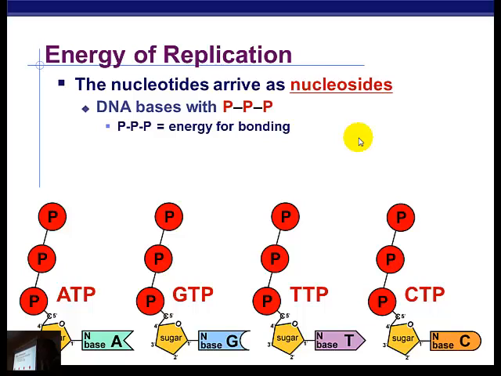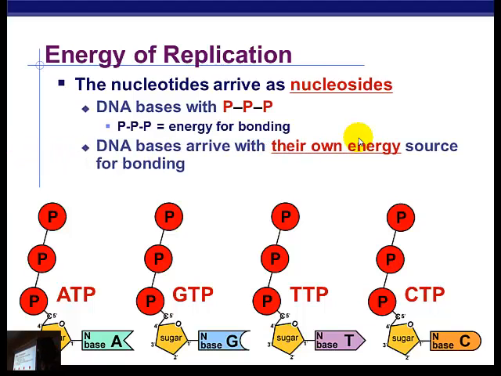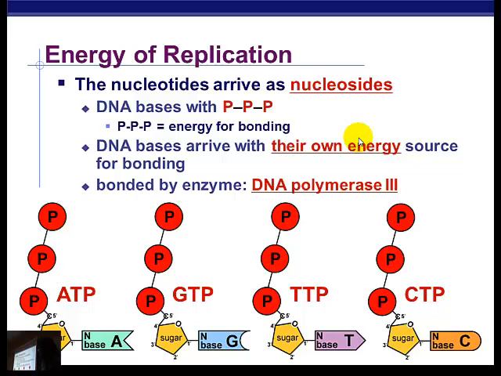Is the replication done then? Nope. You have to understand how it happens first. They arrive with their own energy, and they're bonded by DNA polymerase 3. So we're back to DNA polymerase 3. What is his job? Add new nitrogen bases. You don't need to write everything on this slide.